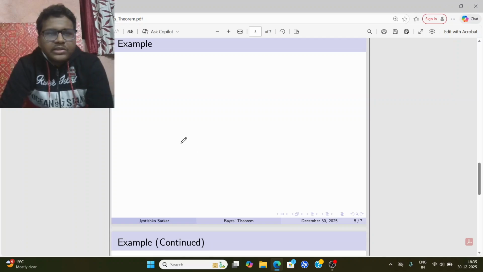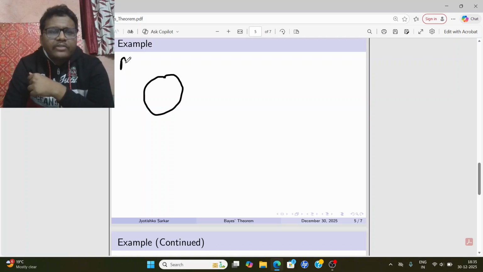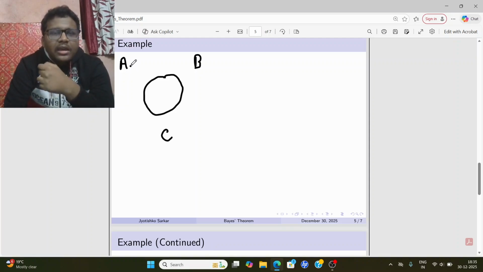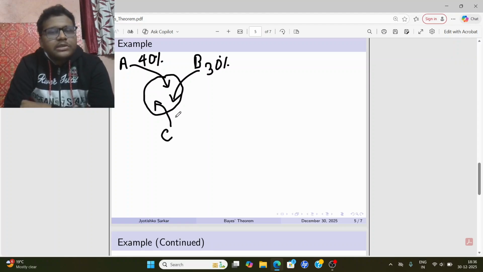Suppose there is a retailer who sells the bulbs. He bought bulbs from three different factories, say factory A, factory B, and factory C. From factory A, it receives 40% bulbs. From factory B, it receives 30% of bulbs. And from factory C, it receives the rest 30% of bulbs.